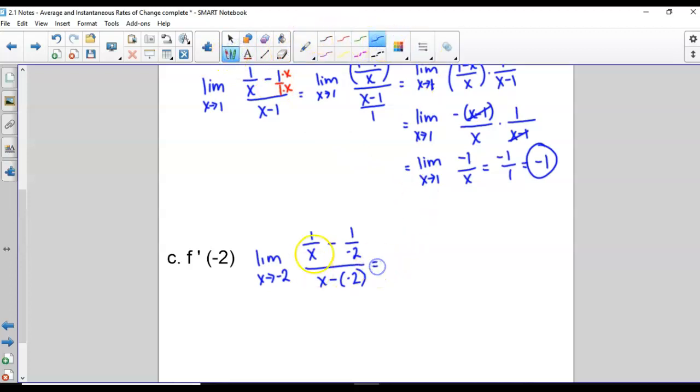And I'm going to go ahead and change those signs. So I'm going to make this 1 over x plus 1 half over x plus 2, so I don't have those double negatives to worry about. Oh, and I'm not going to be lazy. I'm going to write my limit notation here.